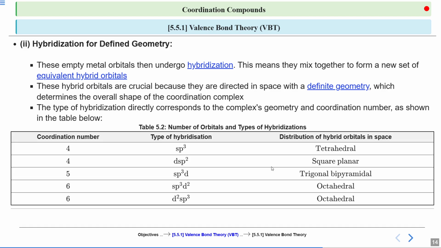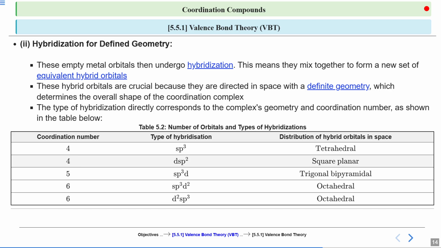So why are they doing that? For the definite bonding, for easy bonding with the upcoming ligands, between the central metal ion and the ligands. And the distribution of these hybrid orbitals in space, after placing themselves in the space, they are going to show a definite geometry which is going to determine the coordination complex geometry.